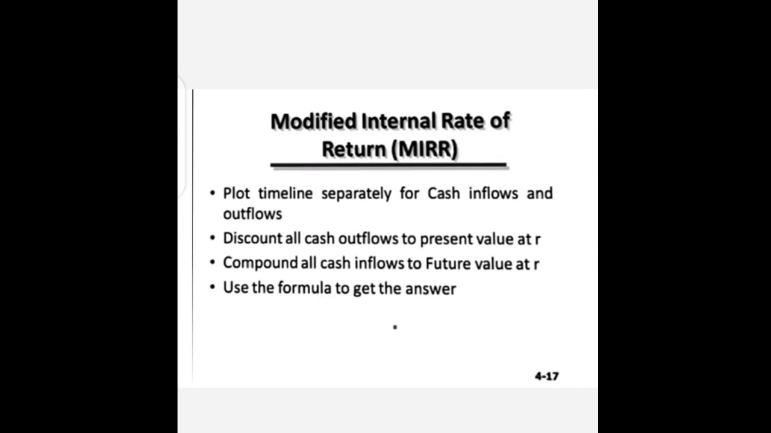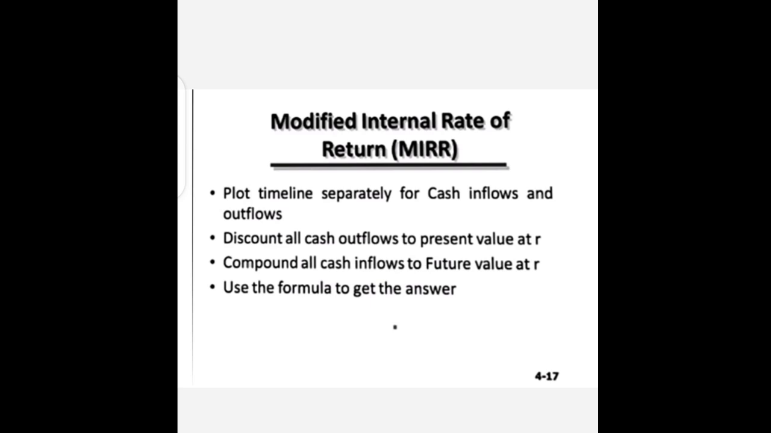Then we have the modified internal rate of return. How can we calculate it? It is also a capital budgeting technique to evaluate a project, to decide whether we should go for that project or not. What we will do in the modified internal rate of return is plot a timeline separately for cash inflows and outflows.